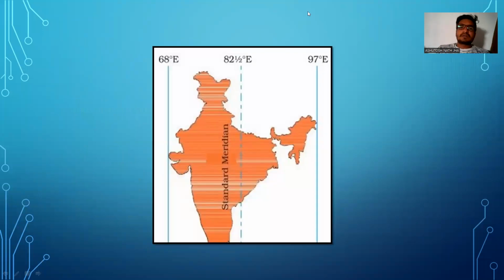So now, students, you can observe these pictures and tell me what comes to your mind. You can say that these pictures depict a standard meridian, a standard meridian of time. We can say the longitudes are 68 degree east, 82 and a half degree east, and 97 degree east. Okay, students.